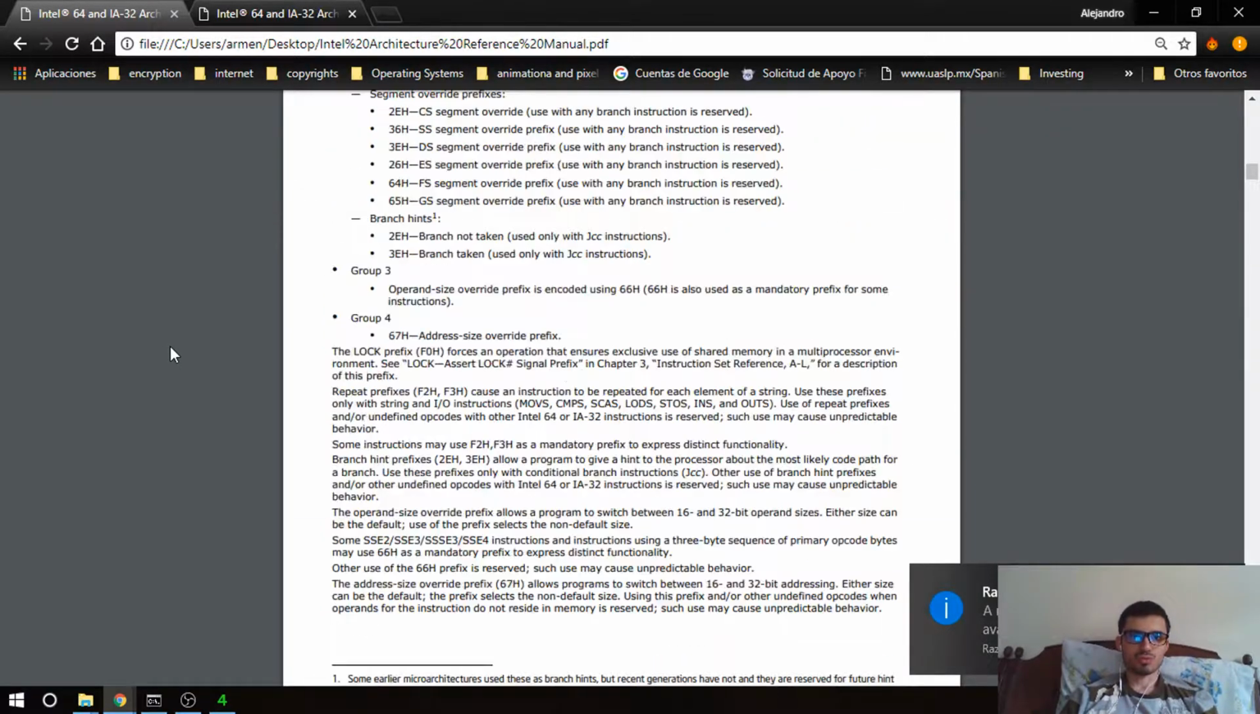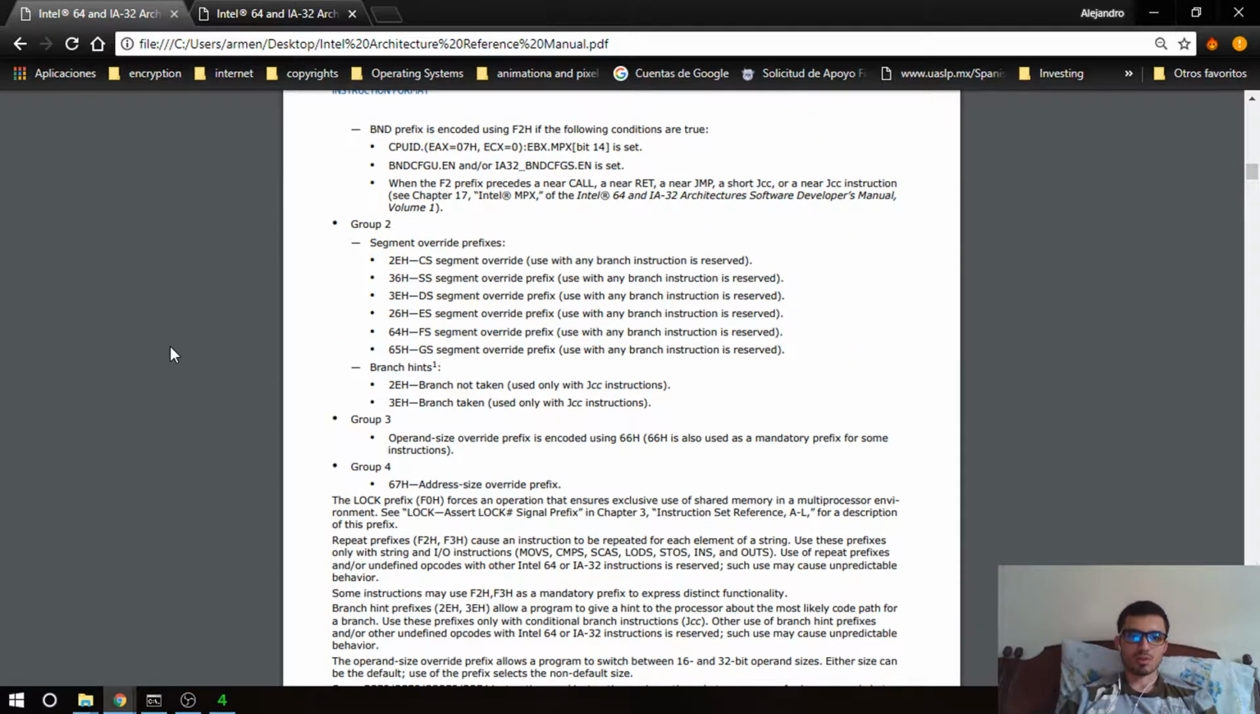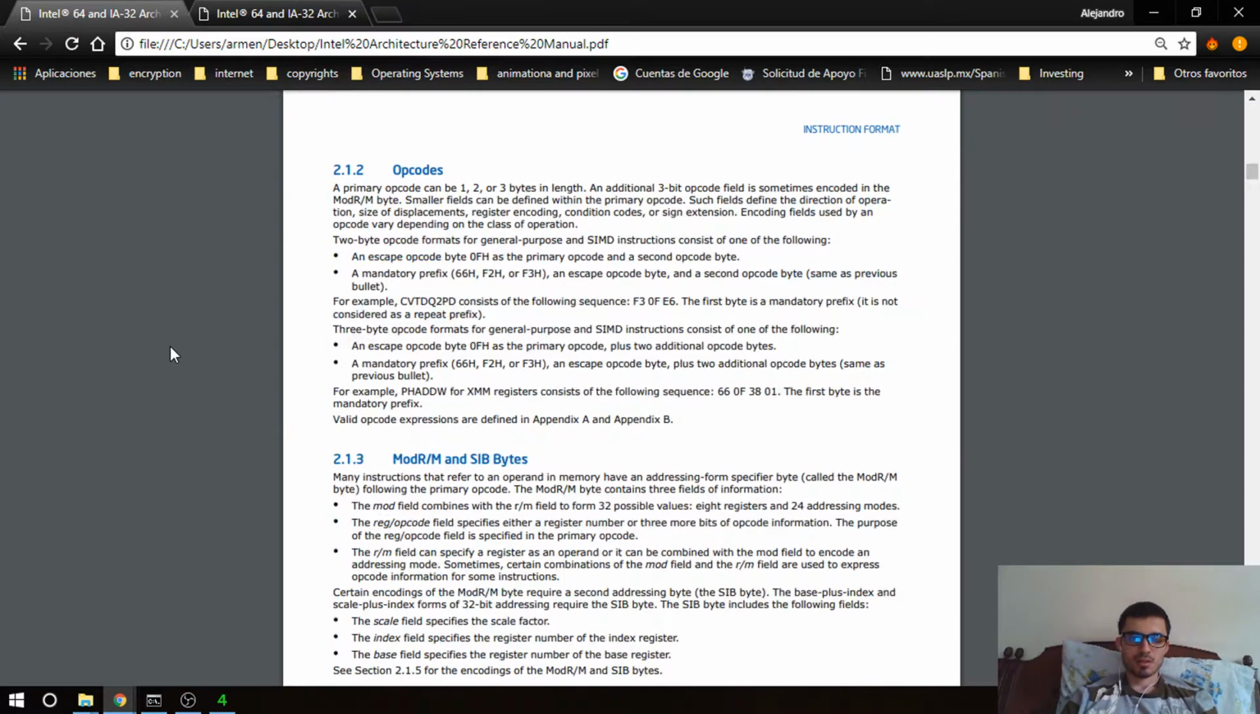For example, this instruction, convert Q to PD. This is an SIB instruction. It has a 3-byte opcode. It has a mandatory prefix, which is F3 0F E6. Well, F3 is the mandatory prefix, 0F is the escape code, and E6 is, let's say, the special one.